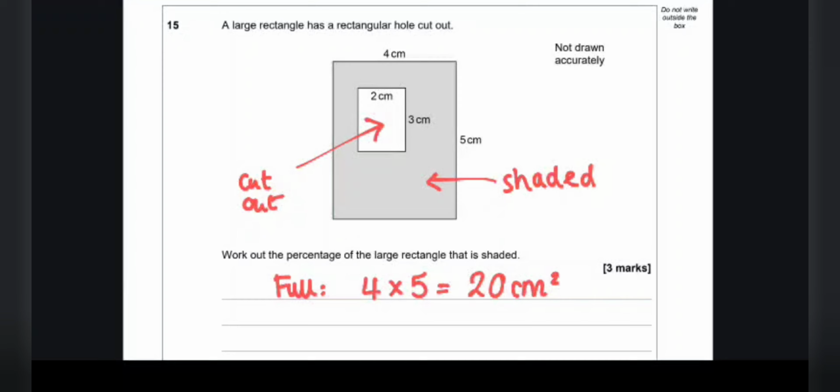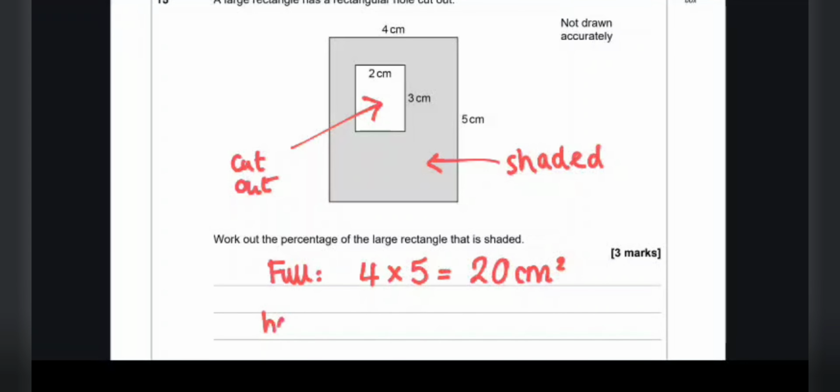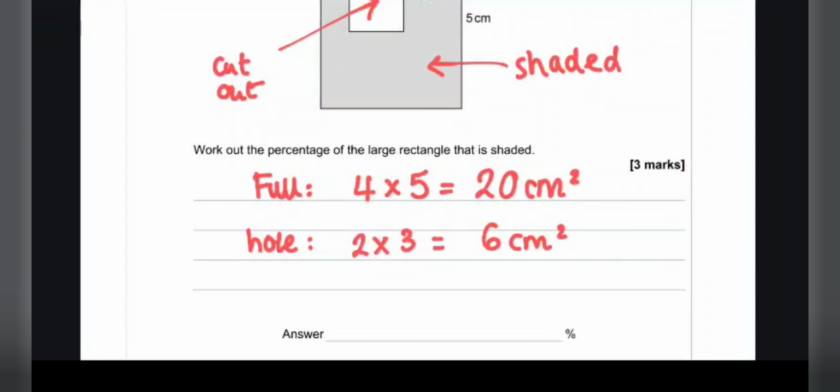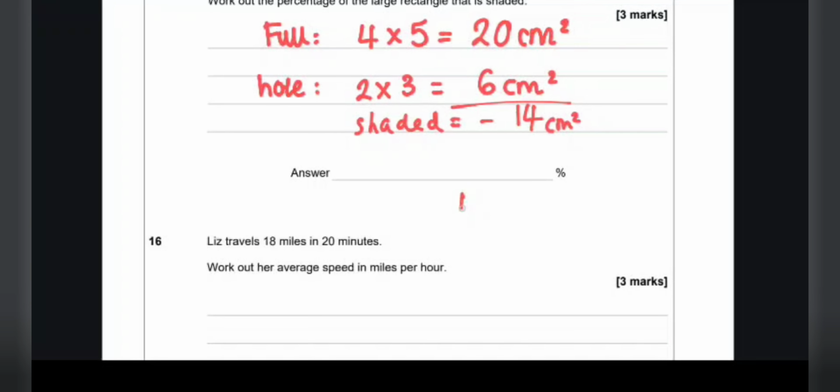Then we need to find the area of the cutout middle, which is 2 times 3 equals 6 centimeters squared. So the shaded part is the full bit minus the cutout. 20 minus 6. Shaded is 14 centimeters squared. And now what is this as a percentage of the whole thing? 14 out of 20, timesing the top and the bottom by 5, and you get 70 out of 100, which means 70%.